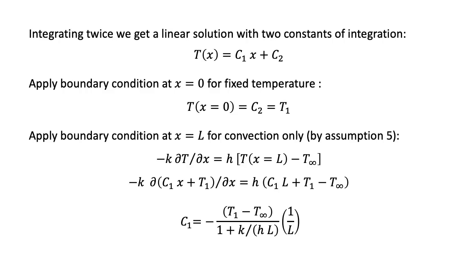First, for the boundary at x equals 0, with the fixed temperature, we get that C sub 2 is equal to T sub 1. Second, for the boundary at x equals L, with specified convection only, we use the boundary condition developed in example 1 from an energy balance at the surface at x equals L. Substituting in our temperature distribution, we solve for C sub 1 as shown.